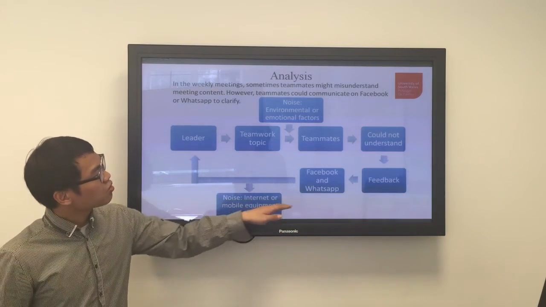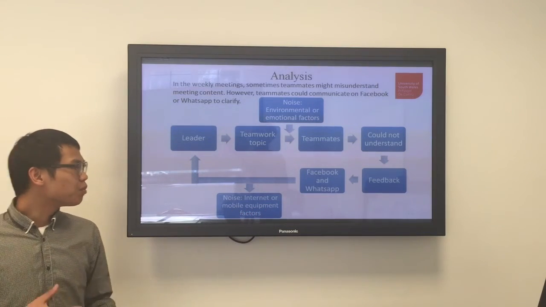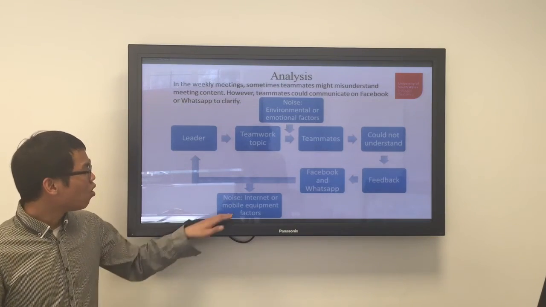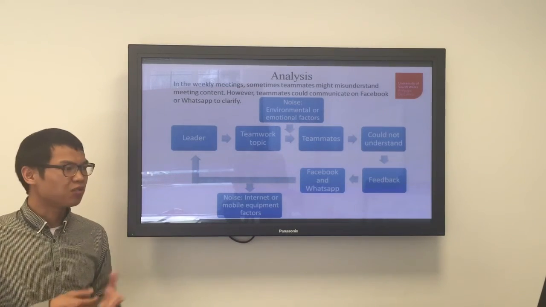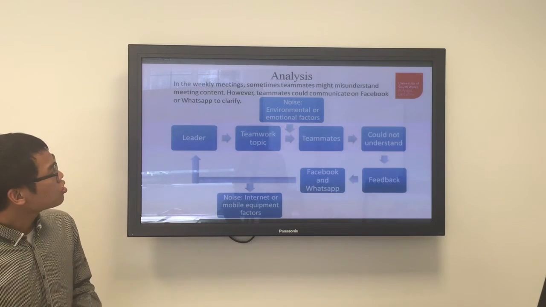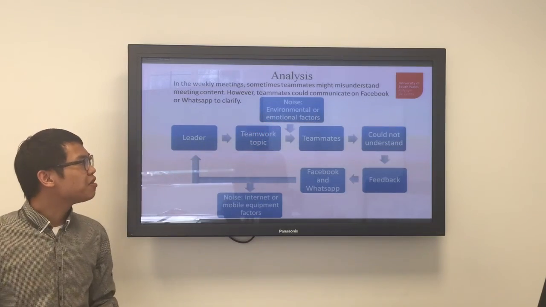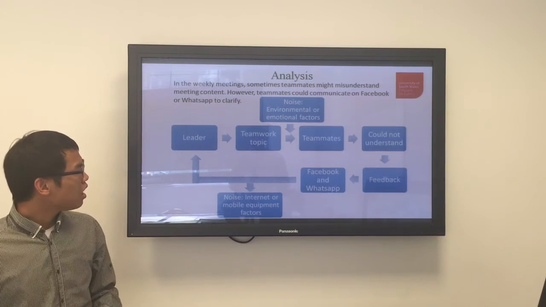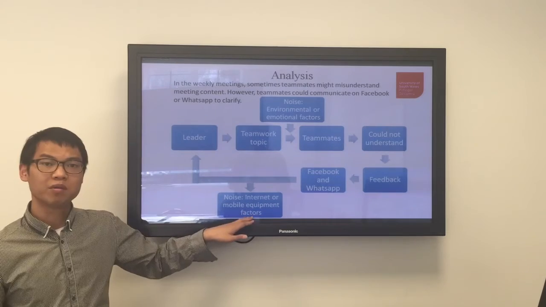Within the process of feedback, some noise might appear, like a poor internet connection or some problems with mobile equipment. All this noise can reduce the effectiveness of communication. So we should keep a rational emotion and find a place that is suitable for a team meeting. And we also need to keep the internet and the mobile equipment working well.